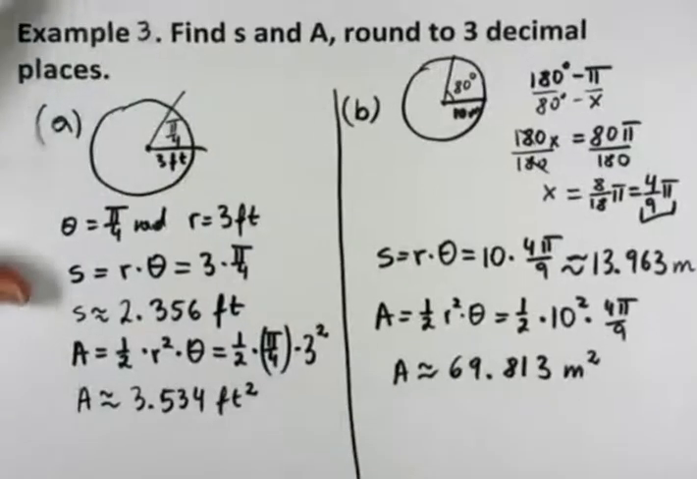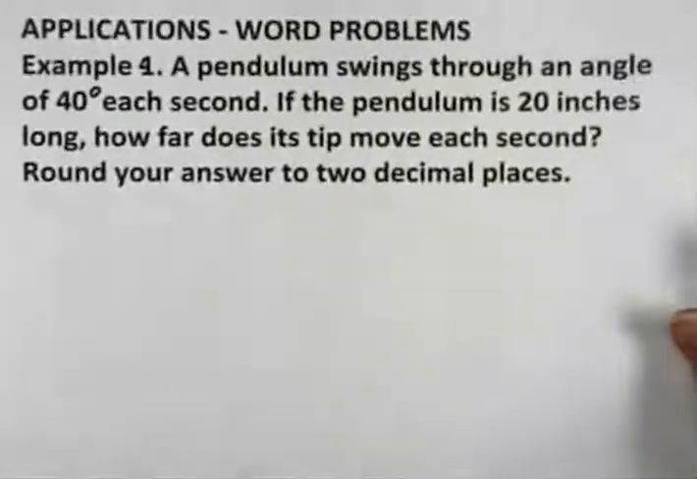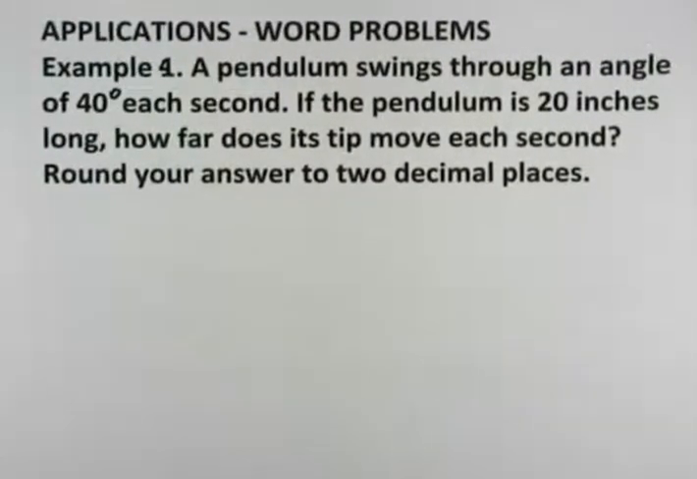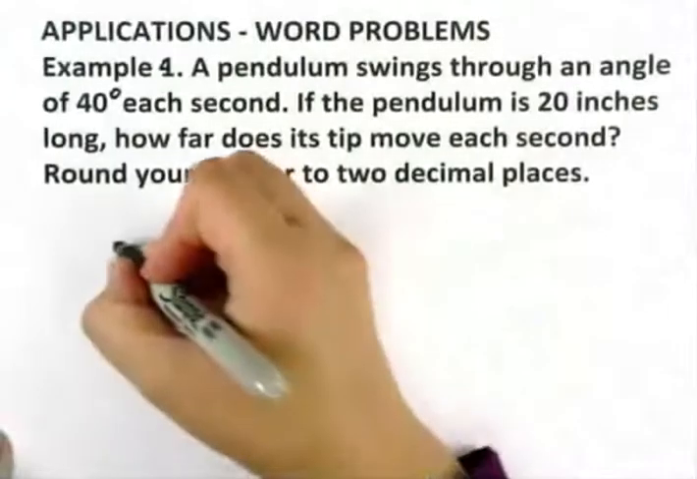And now we have applications to word problems. Example 4. A pendulum swings through an angle of 40 degrees each second. If the pendulum is 20 inches long, how far does its tip move each second? Round your answer to 2 decimal places. So we have the pendulum.